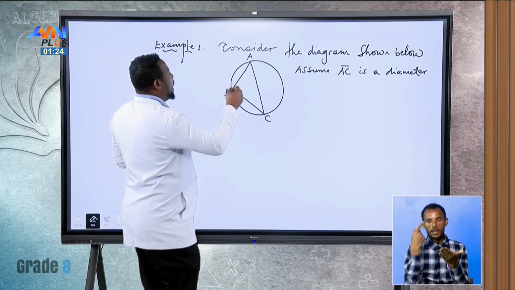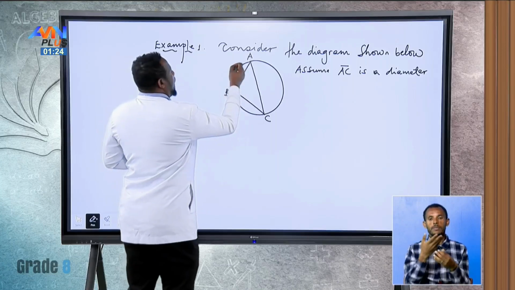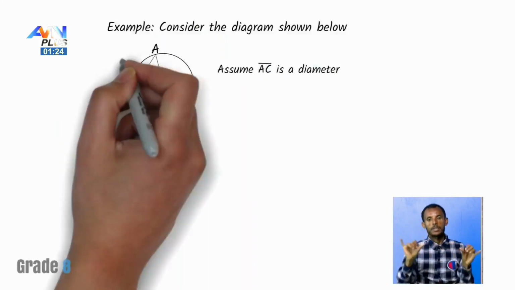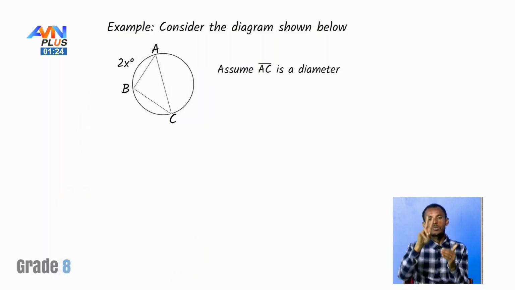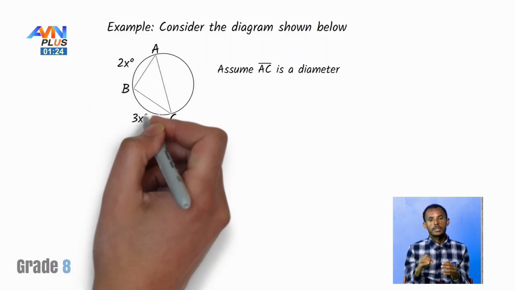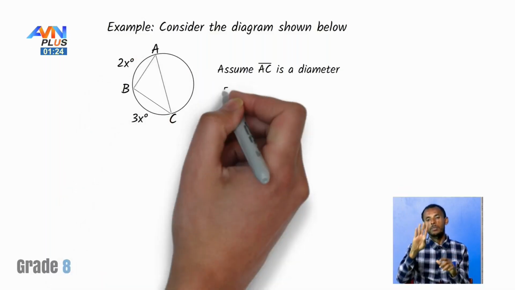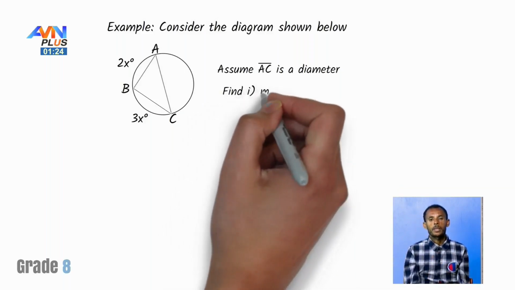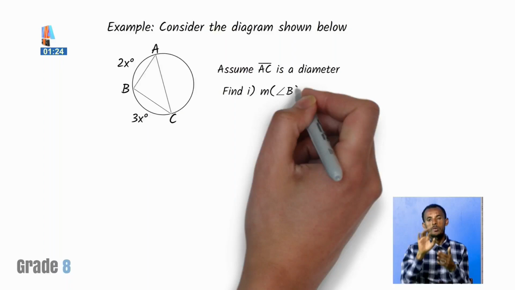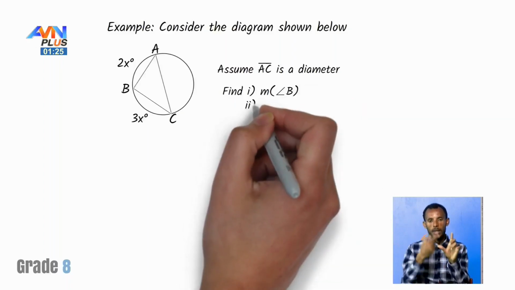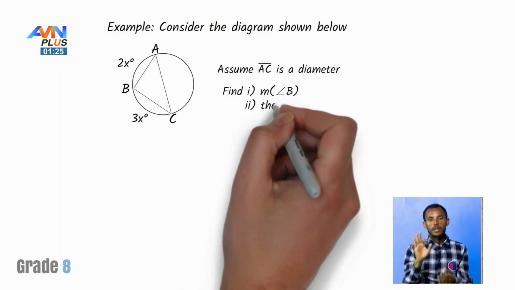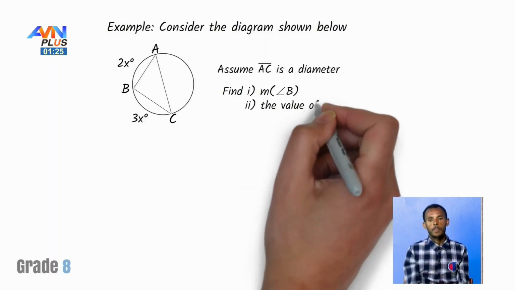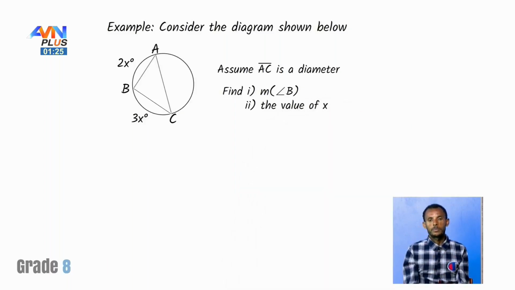Here we have some more things. Assume the degree measure of arc AB is 2x degrees, and the degree measure of arc BC is 3x degrees. Here, find number one, the measure of angle B, and number two, find the value of x. The value of x, okay?